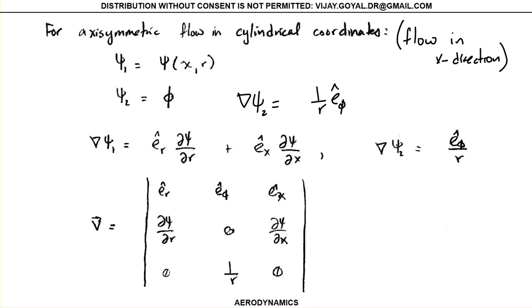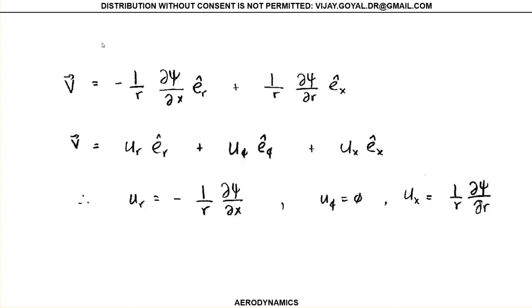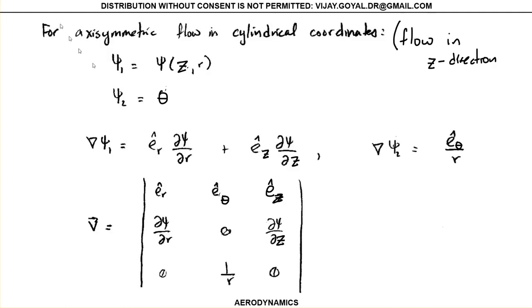And then if I keep expanding this, you can find this is equal to this. So I find my Ur is equal to this, U phi is 0, and Ux is equal to this. Now, this is if I'm working in the x direction. If I was moving in the z direction, and again, we have done this lots of times in the class, I'm just capturing a few thoughts here.